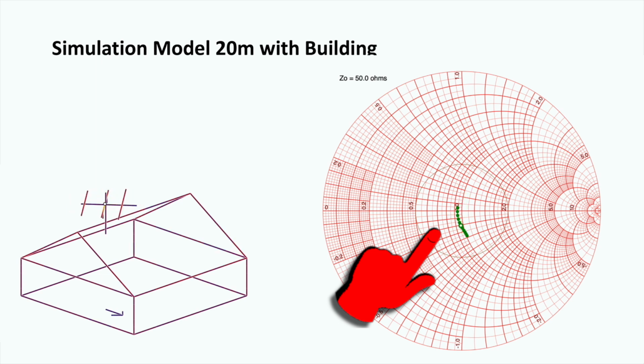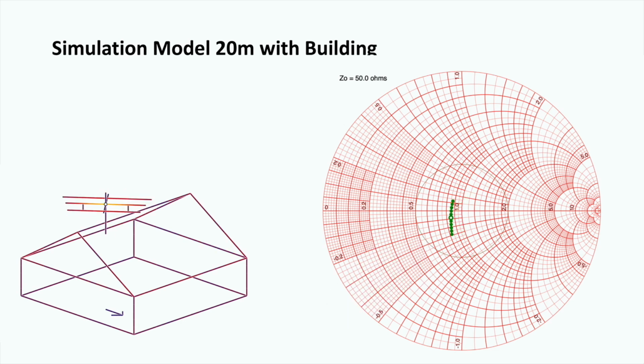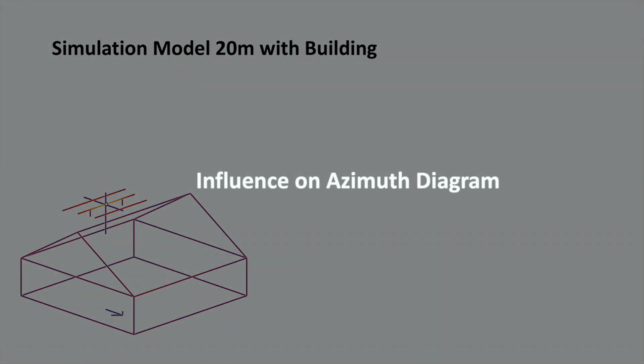Actually, nothing spectacular happens here. The matching can change slightly depending on the angle relative to the building. If you wanted, you could even compensate for that by adjusting the director.